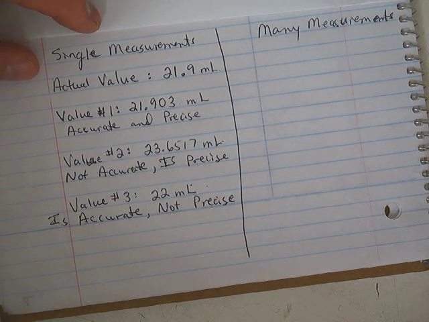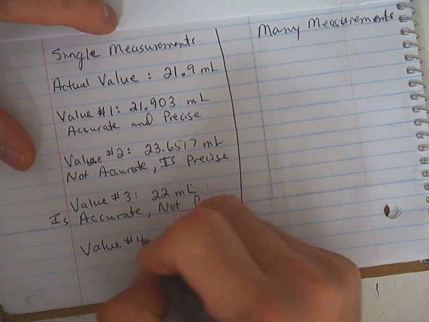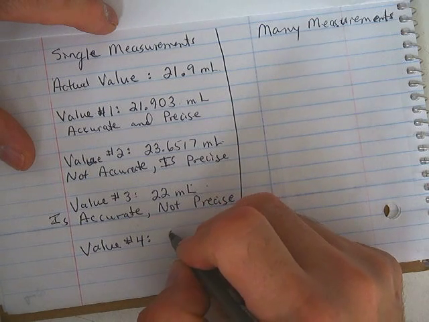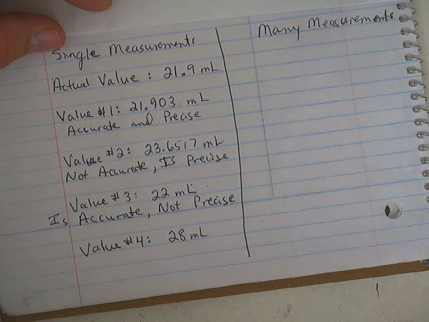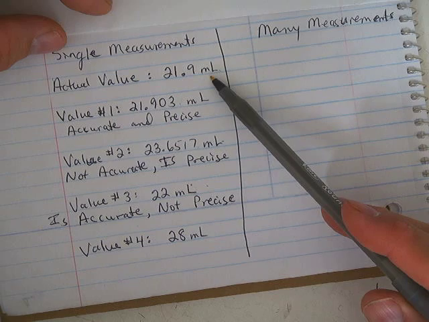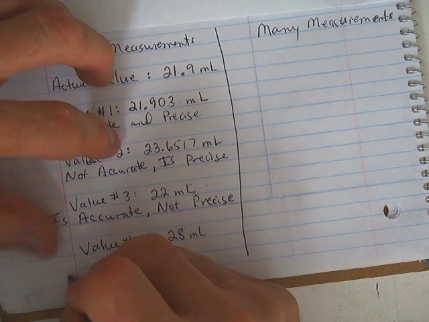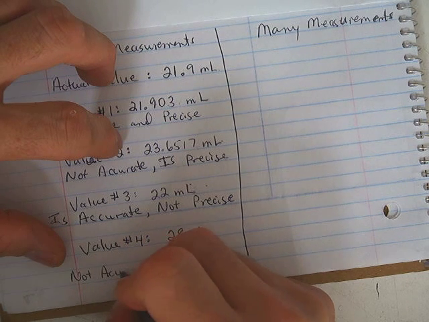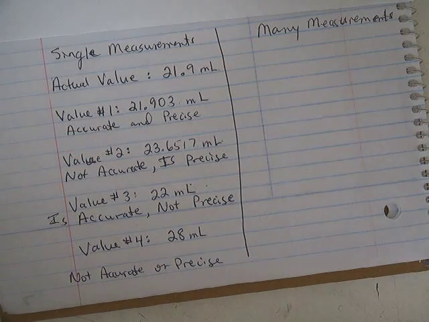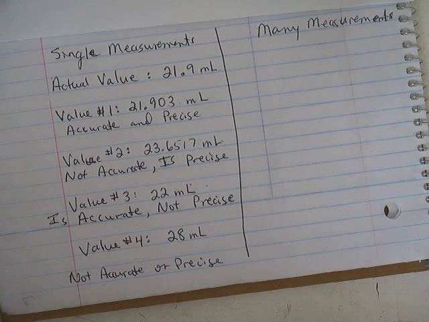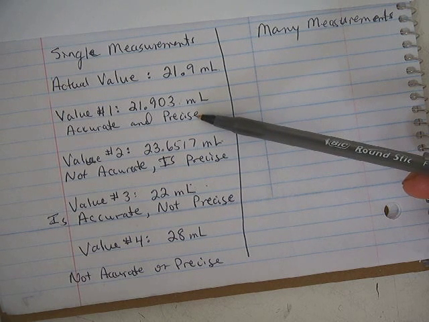And finally, let's say one more person measured this, and they got a value of 28. Gosh, that's not even close. It's not accurate. And gosh, we only have 2 sig figs. That's not very precise either. So this one is not accurate or precise. Both of them are just pretty bad. So out of all of these, which do we really expect in chemistry? Well, we'd like the top one. We'd like you to be as accurate and precise as possible.